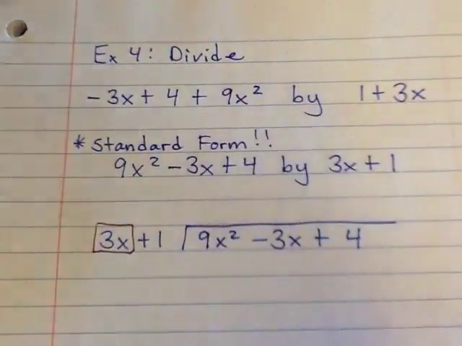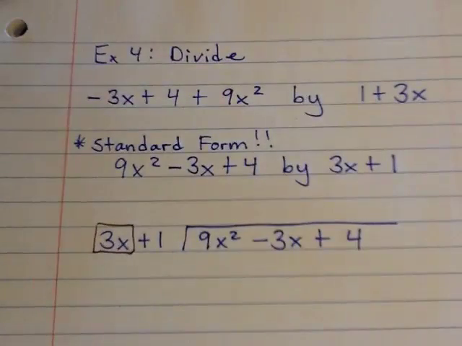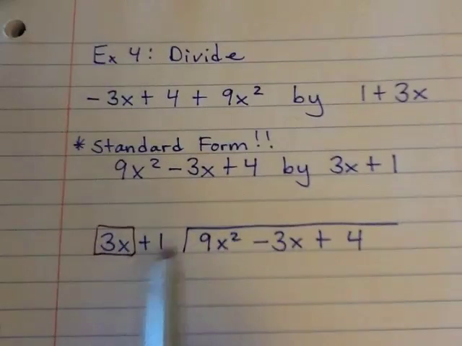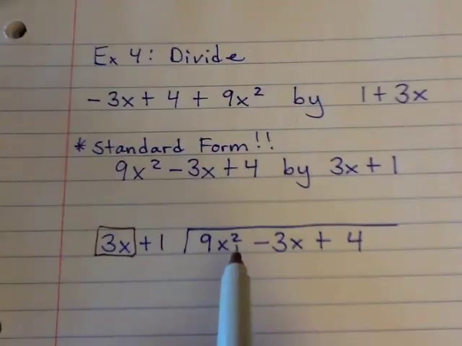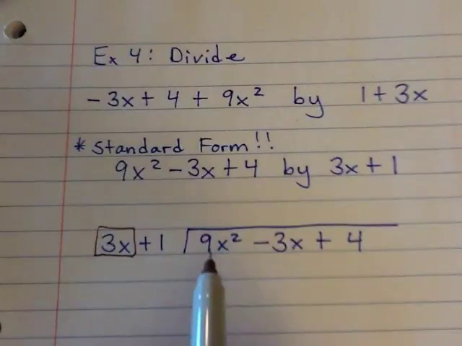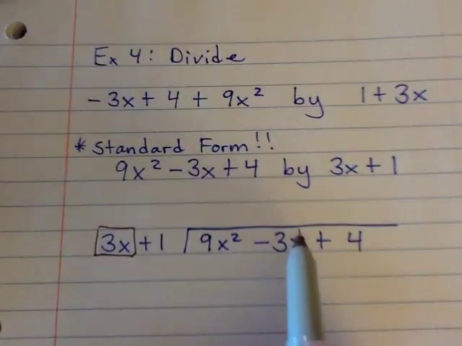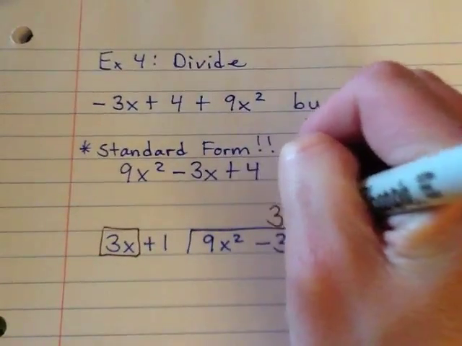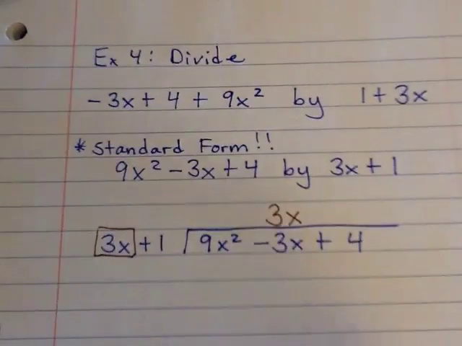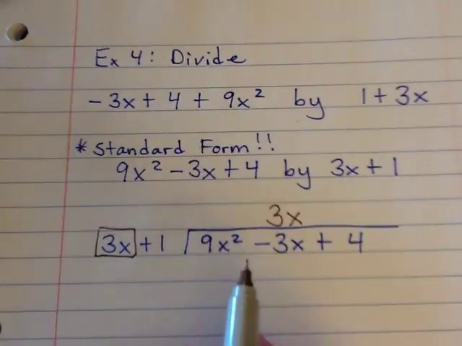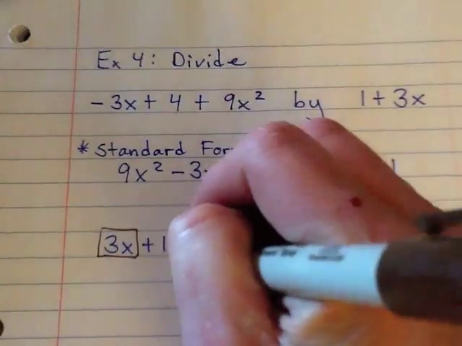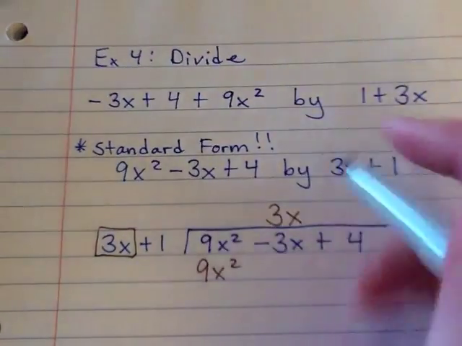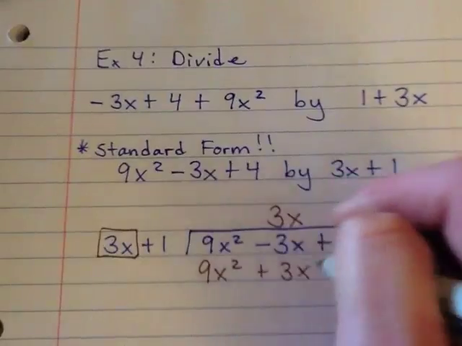Alright, hopefully you tried it, didn't get stuck at all, and you're ready to check your work. So we're looking at 3x. You're dividing 3x into 9x squared. And when you did that, you should have had 3x. Remember, it goes over the same term there as far as your degree goes. 3x times 3x is 9x squared. 3x times 1 is 3x.